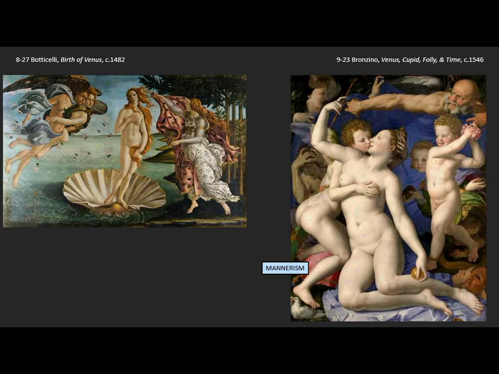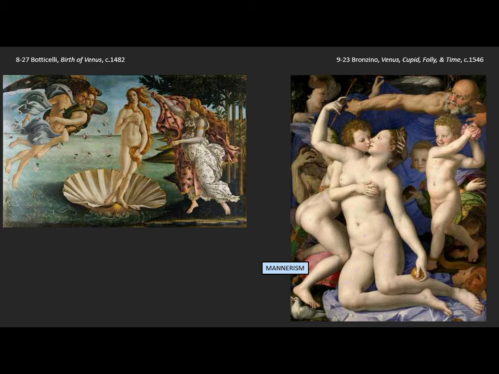Even in mythological figures, we find that while Botticelli's Birth of Venus was a bit confusing in its subject matter, it was laid out very clearly. The four principal figures, very easy to see, separate from each other. The anatomy is relatively easy to understand.